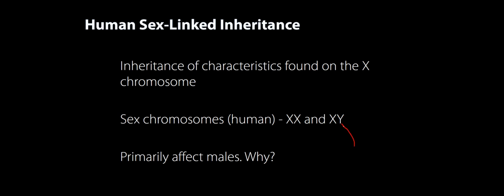And incidentally, the Y chromosome has fewer than 100 protein-expressing genes on it. And just for comparison's sake, the typical chromosome has hundreds or thousands.